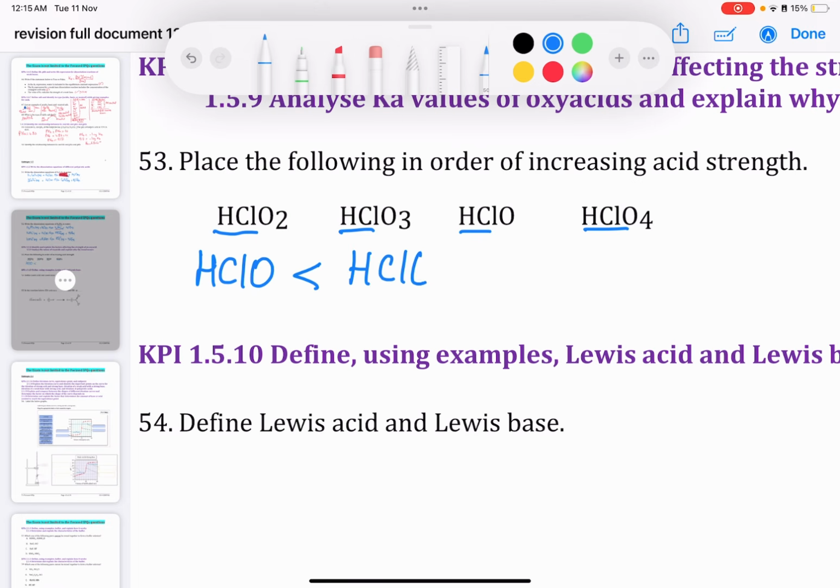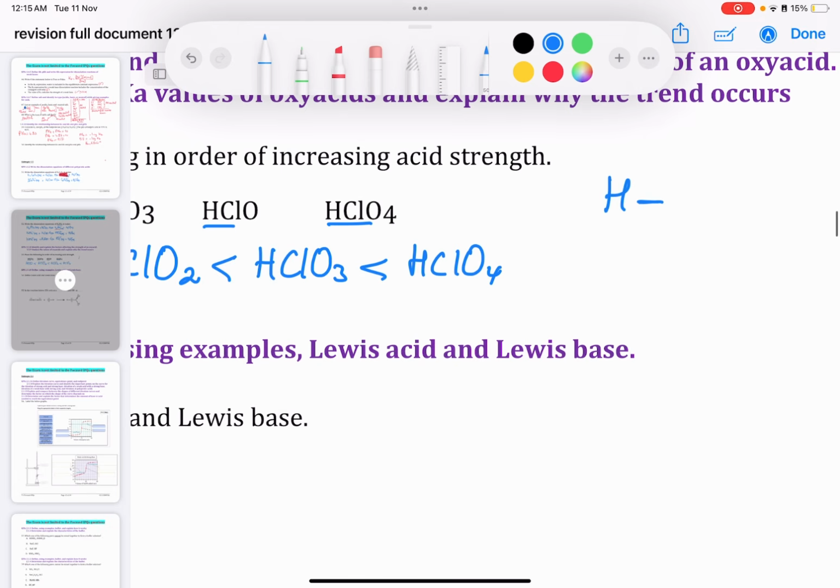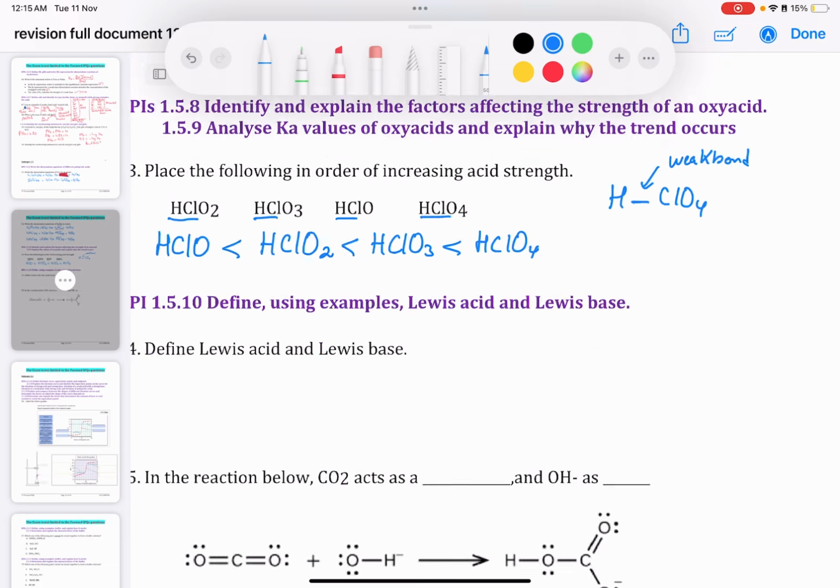and that's a bit stronger because it has more oxygen in it, and this one is stronger, and this is the strongest. Having 4 oxygen in it, it's going to make the bond between the H and the ClO4 a very weak bond, which means it's easily broken and this acid will easily donate the H plus, and that's what makes it a strong acid.